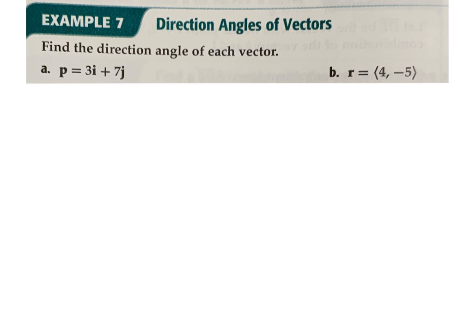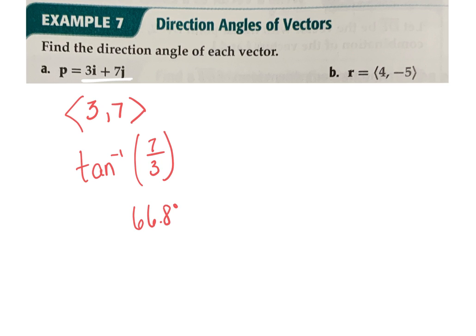All right? If they have given it to me in this form, which is my x value? 3. Positive 3. Which is my y value? 7. Positive 7. All right? So, inverse tangent then of which value over which? 7 over 3. Right, 66.8 degrees. All right, let's look at this next one.